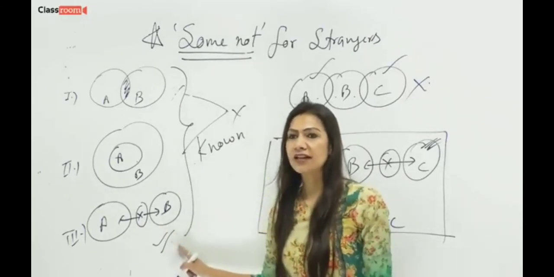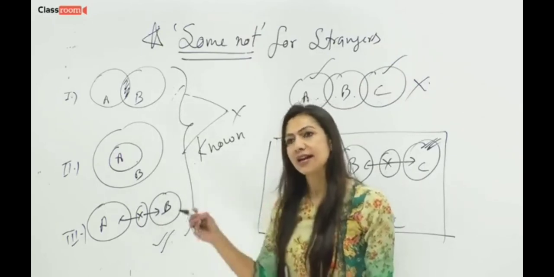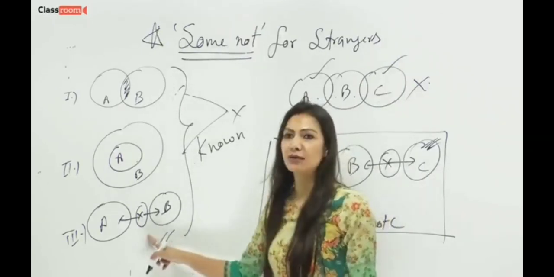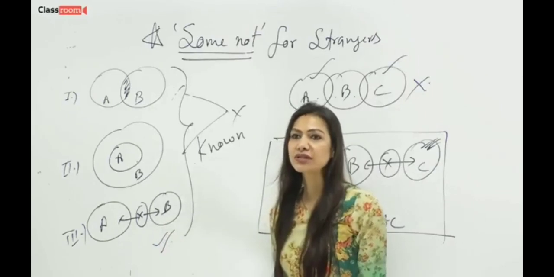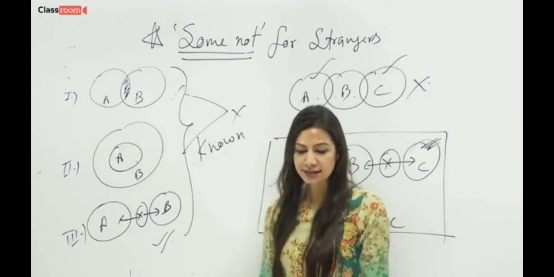You agree with this point? That Some Not being a subset of No is correct because of No, which we represent with the help of a cross. Agree, students? Say yes, no, something like this, so that I can continue.